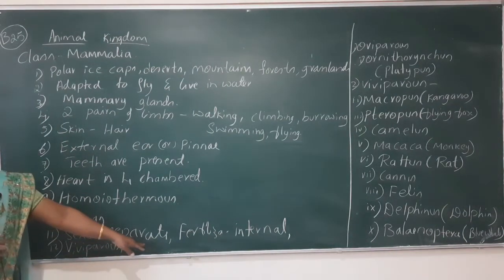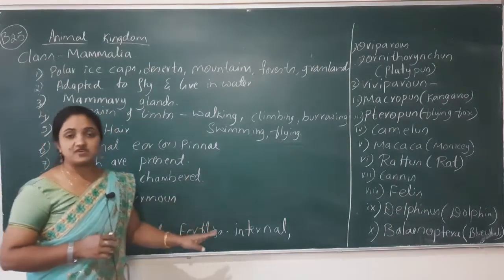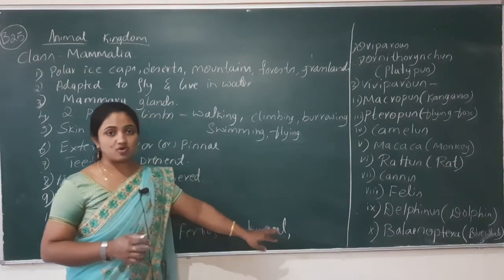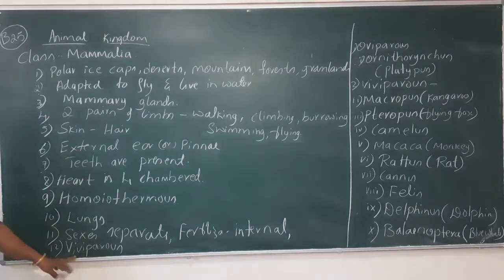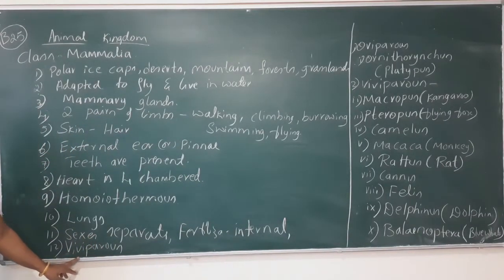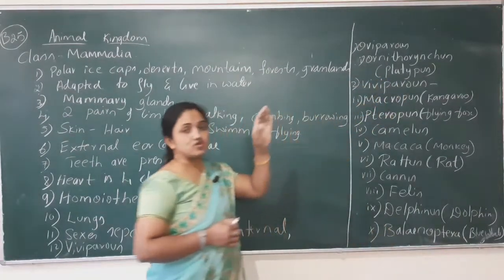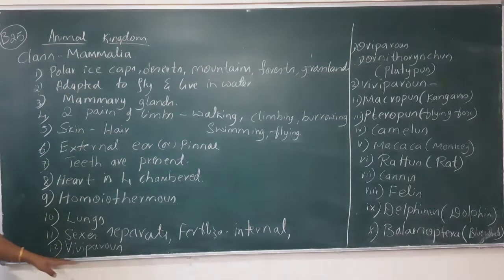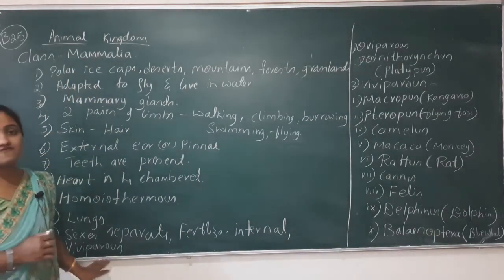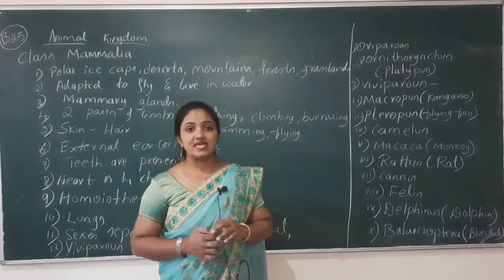The sexes are separate, so that when fertilization takes place, it takes place inside the body. Inside the female, the fertilization takes place, and they are viviparous except a few. Except few means Ornithorhynchus is the only example. The common name is Platypus. It lays eggs though it comes under the class Mammalia. Except few, maximum of them are viviparous. Viviparous means they give birth to young ones.